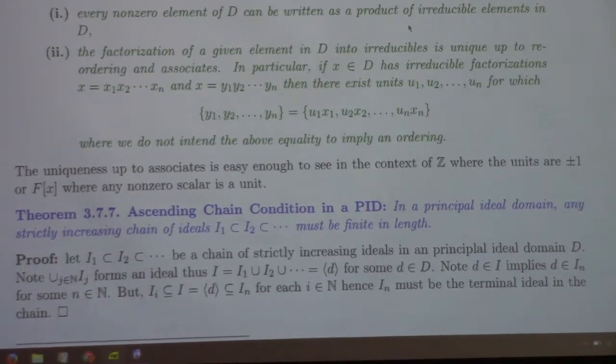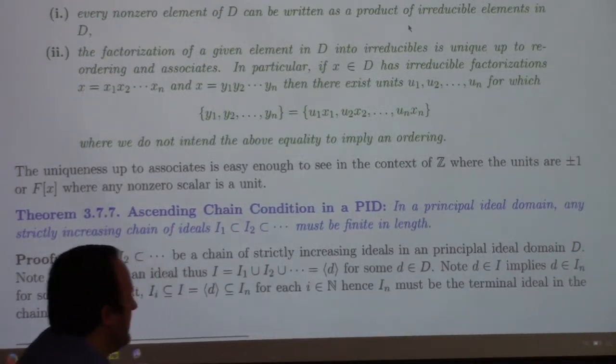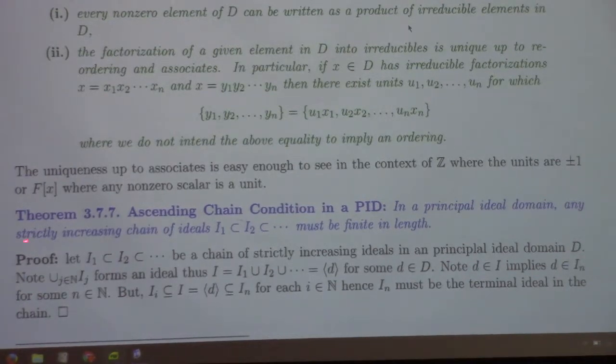Here we go. So the ascending chain condition in a PID, principal ideal domain, says the following. Any strictly increasing chain of ideals, I1, I2, and so on, must be finite in length. This seems like a very bold claim, you know? A PID, that's not a lot of structure, right? But here's how it goes. You pick a chain of strictly increasing ideals. Notice the strictly is important. If they were equal, that doesn't have to be finite. You could just fix to a constant and stay there forever and ever. It wouldn't be finite, right?